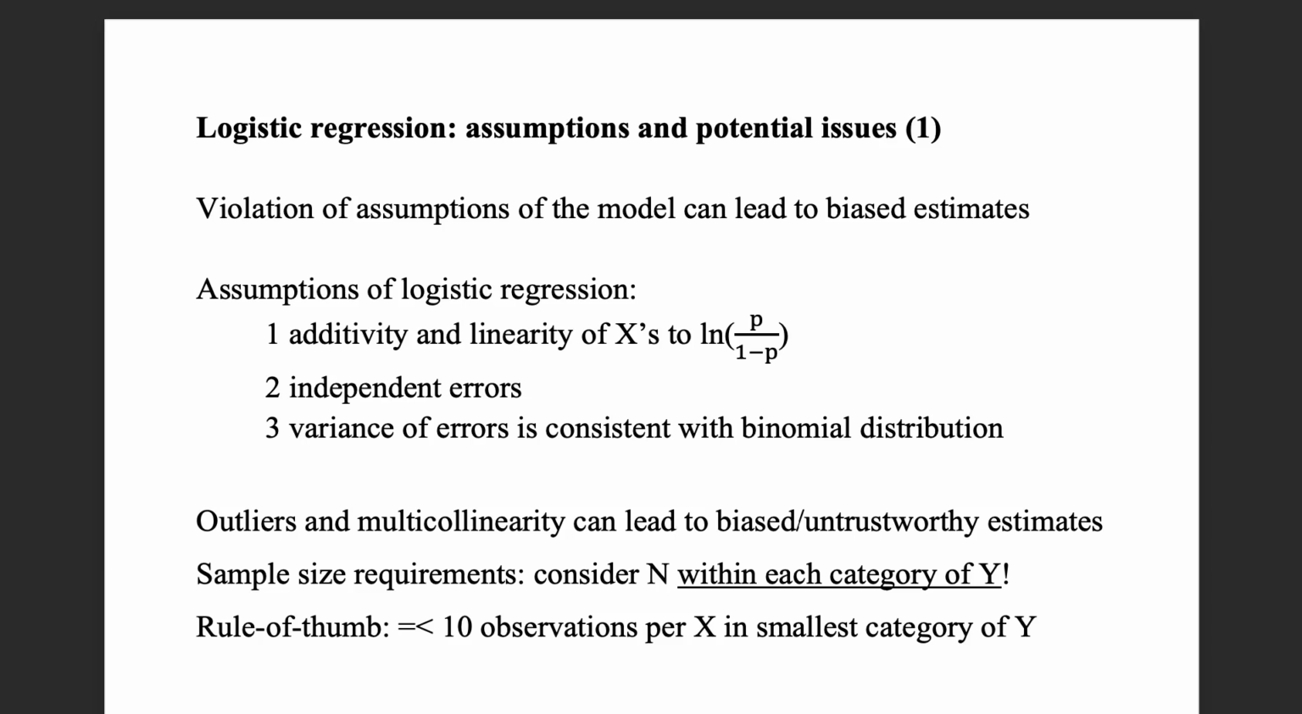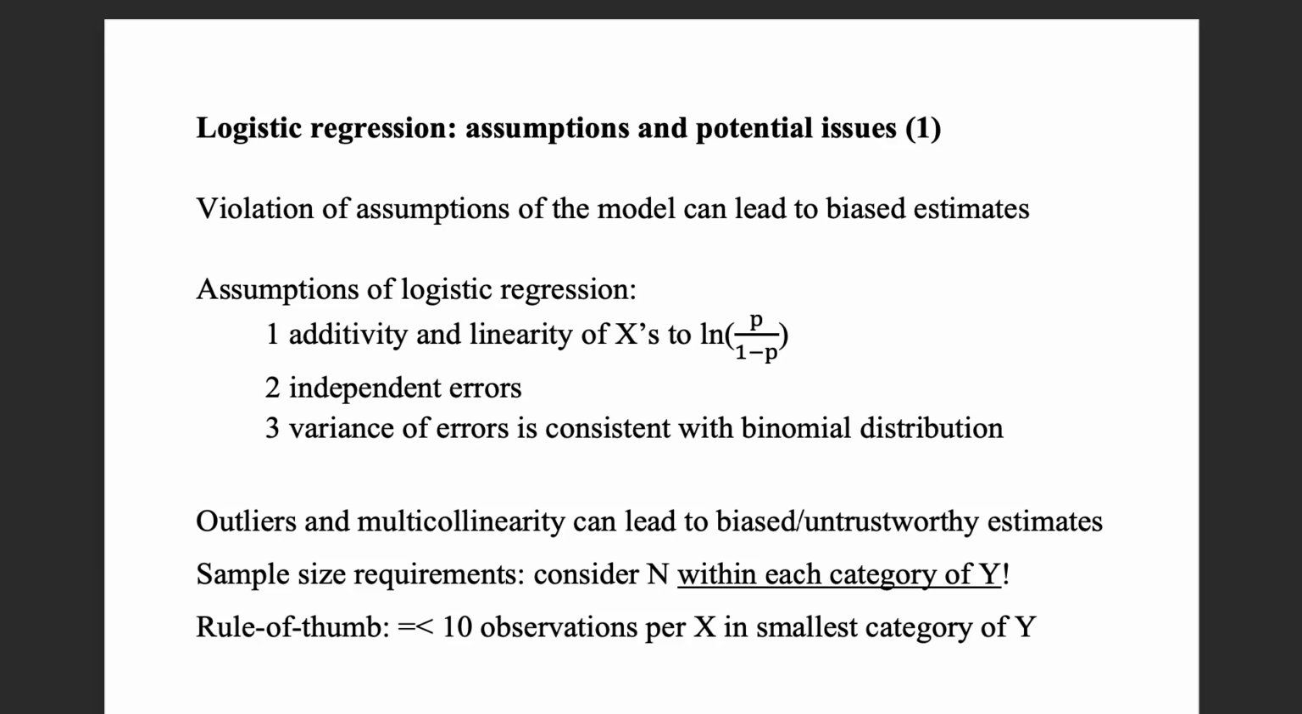So my rule of thumb would be, and again, this is really a rule of thumb, so it's no law. It's not that if this is true, then you're doing great, and if it's not true, you're doing terrible, but it's a rule of thumb you can go by: look at the smallest category of your dependent variable, so the one that has the smallest number of observations. And then in that category, try to have at least 10 observations per independent variable in your model.